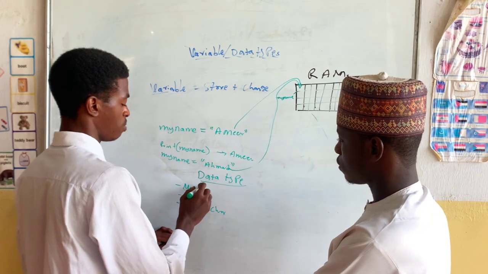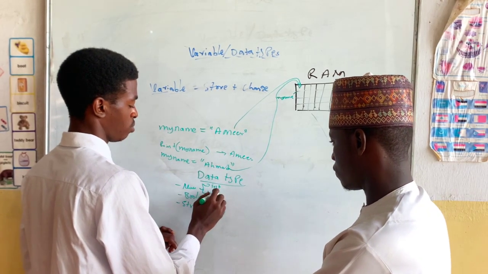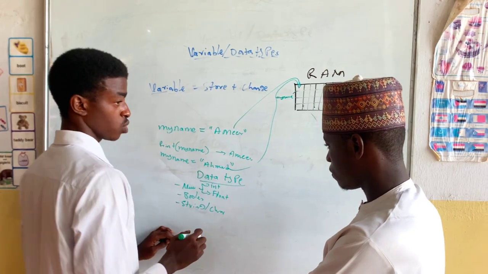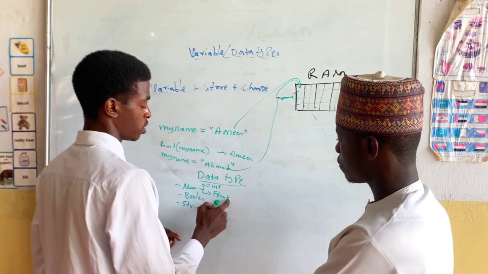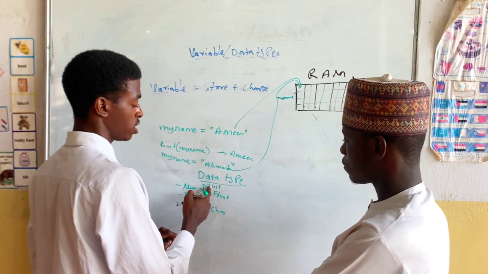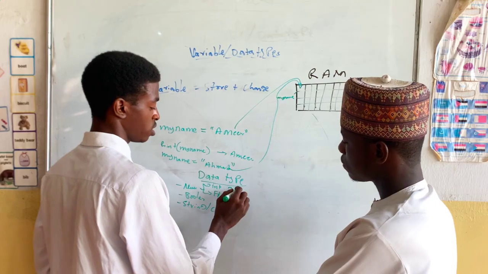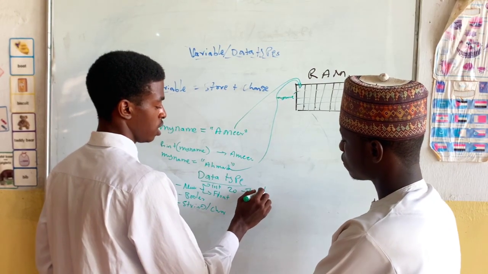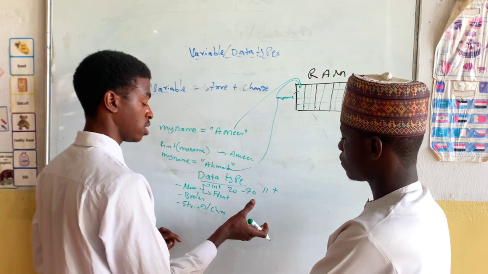So number is divided into two. We have integer, and then we have what? Float. So we have the integer data type, and also we have float. So this integer means that we can store a number. Integer is just like 20, minus 70, 11, 7, a number without a decimal point. That's what we call an integer.